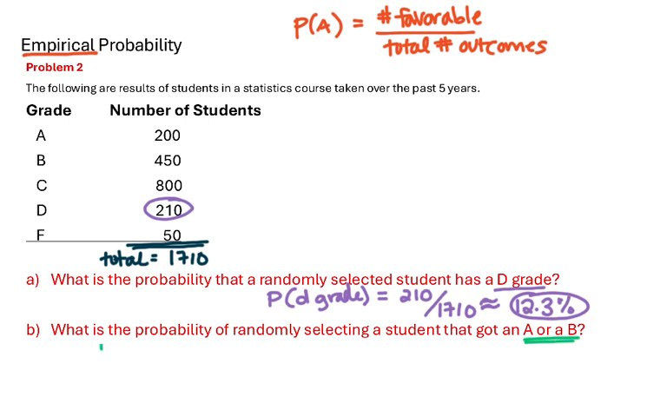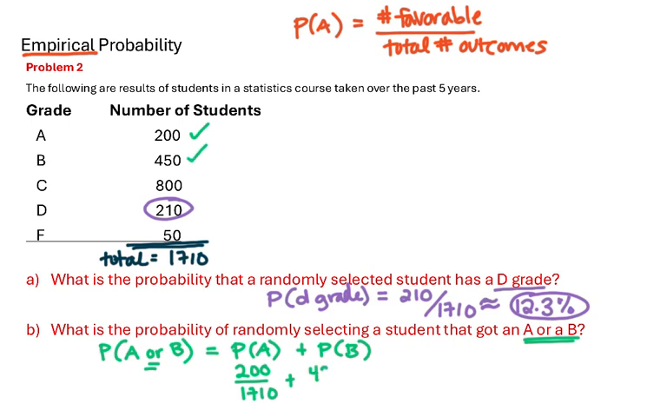Okay, now we have an OR question, which hopefully by now we have realized if you have an OR question, the probability of an A or a B is going to be the probability of A, or in probability usually translates to mean plus the probability of B. So probability of A is 200 out of 1710. The probability of B is 450 out of 1710. That's 650 out of 1710, but just to make it a little more readable, we'll convert that to a percentage. So we convert it to a decimal and then multiply by 100 and we'll get 38%.